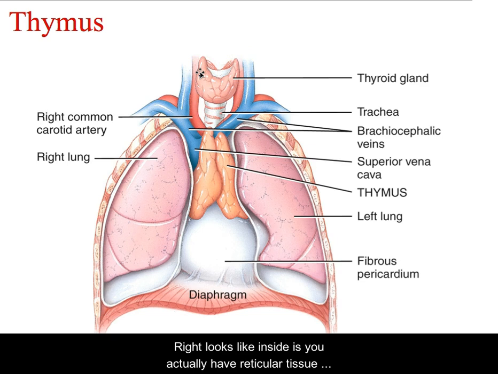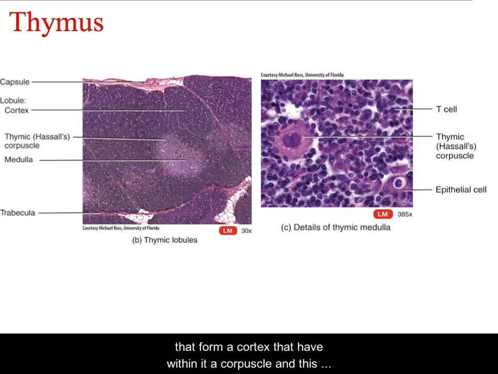Okay? I know I joke about that, but really, you shouldn't be able to leave this class without being able to distinguish those differences, right? And what it actually looks like inside is reticular tissue that makes up branches that are surrounded by a capsule that form a cortex that have within it a corpuscle, and this makes up the medulla.